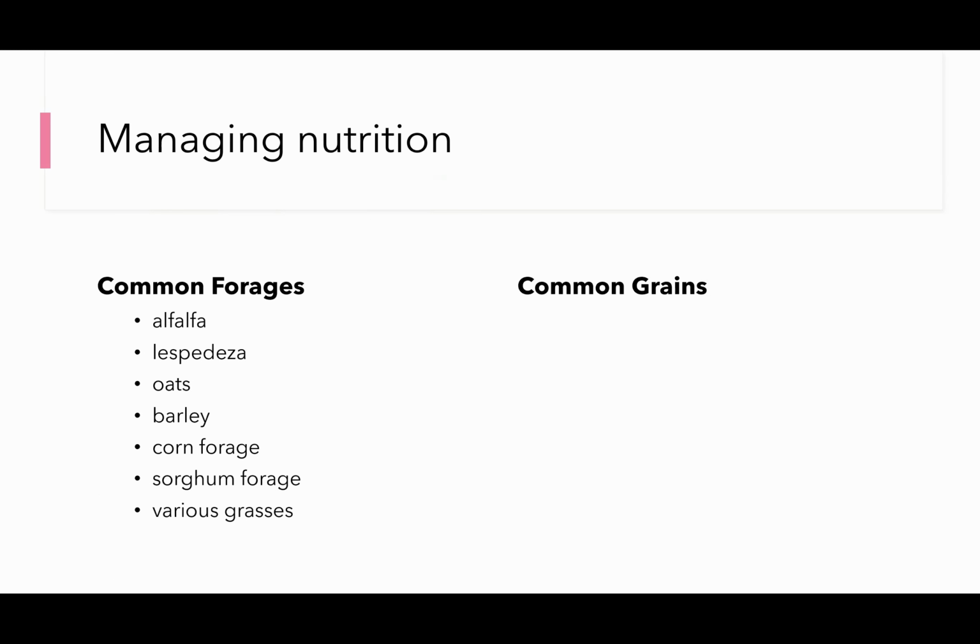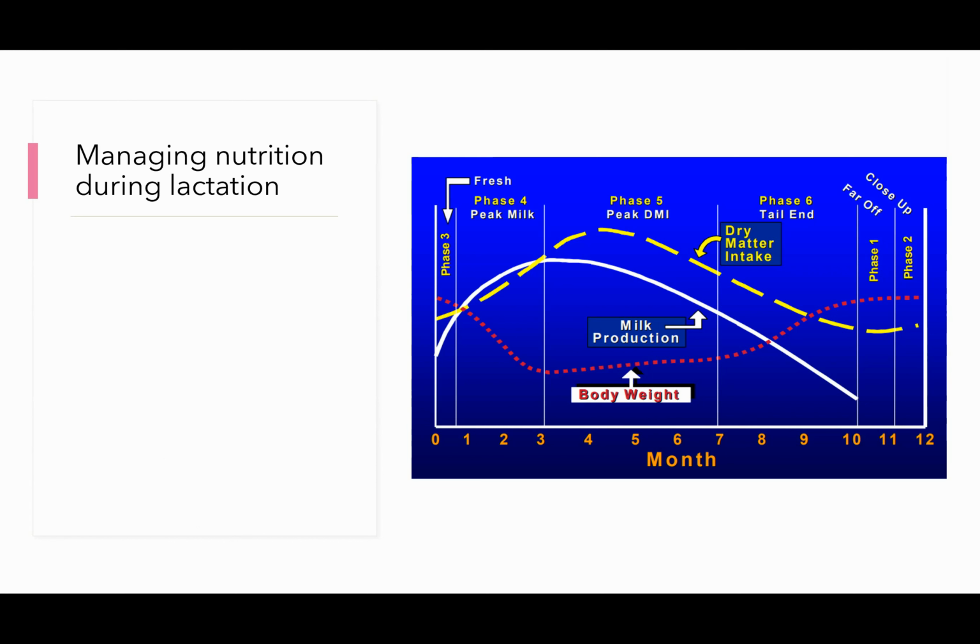There are many different forages that can be fed. Most common are alfalfa, lespedeza, oats, barley, corn forage, sorghum, and various other grasses. The most common grains fed in the United States are corn, sorghum, small grains, soybean meal, and cottonseed meal. This is a chart referring to how we manage nutrition during lactation. As we look at the chart, on the x-axis is the month of lactation, and then on the y-axis is just kind of relative units.